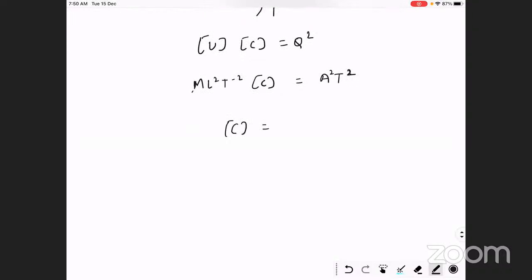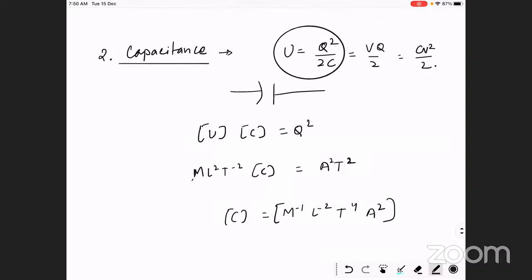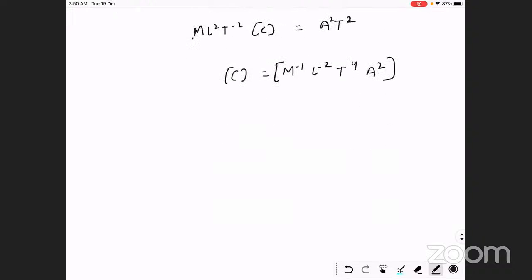So the dimensional formula of capacitor is M minus 1, L minus 2, T4, A2. Understood? Yes, sir. Copied? Yes, sir.